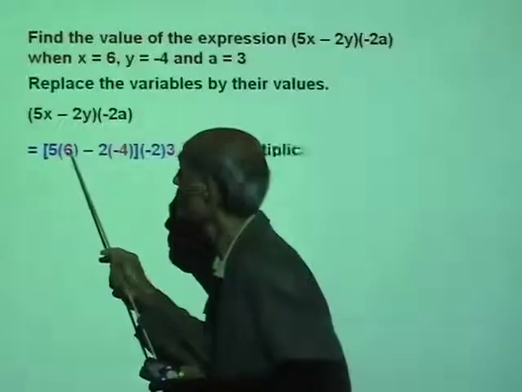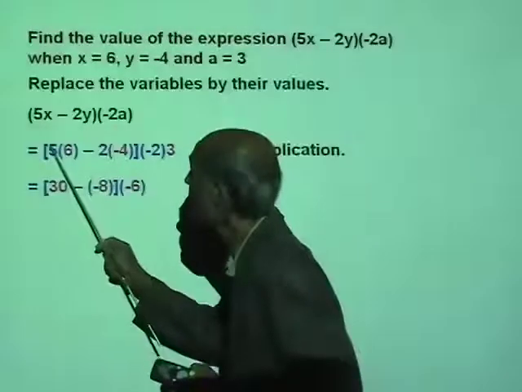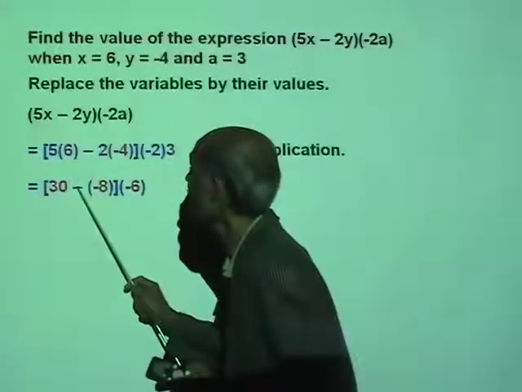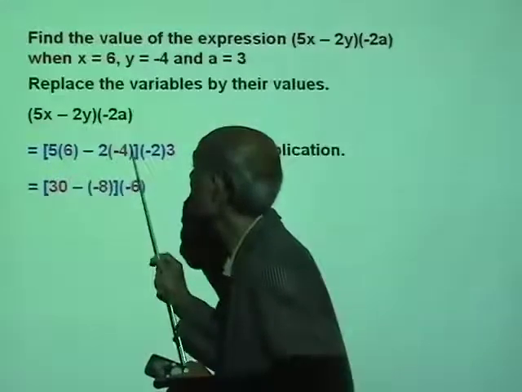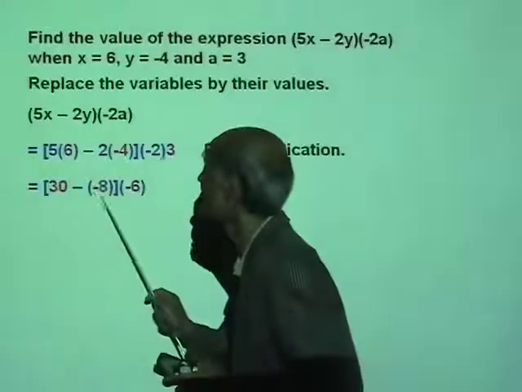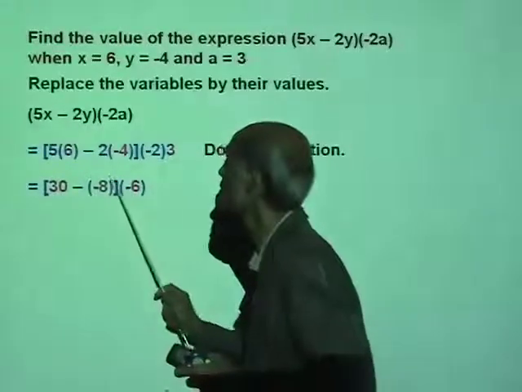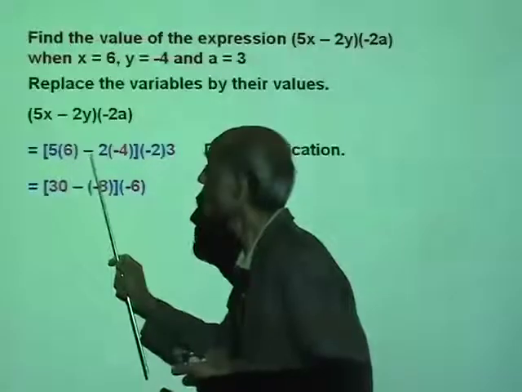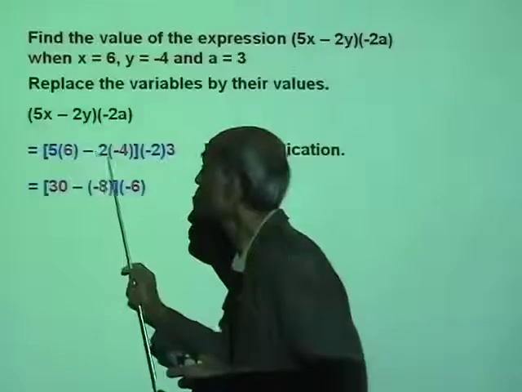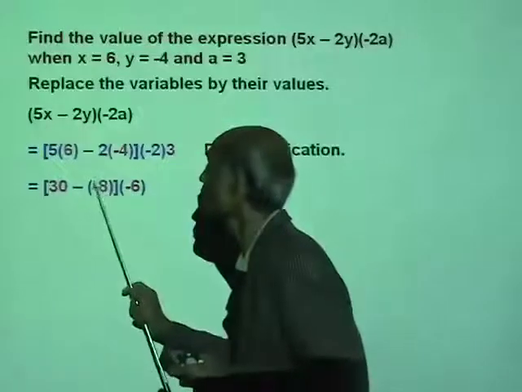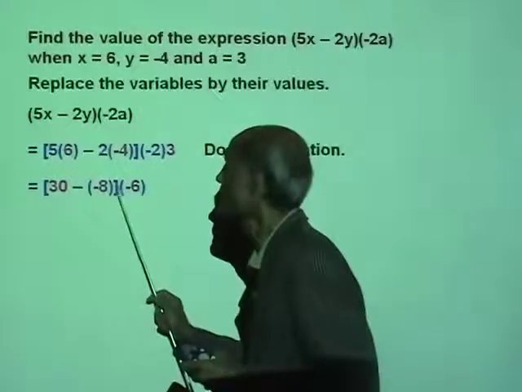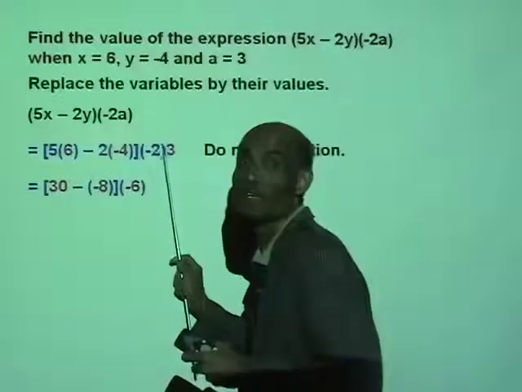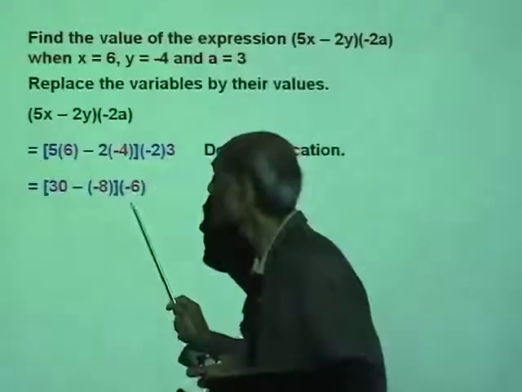Alright, let's now do these multiplications. 5 times 6 is 30. This minus sign, leave it as it is. 2 times negative 4 is negative 8. So inside that square bracket, you have 5 times 6 is 30 minus 2 times negative 4 is negative 8. Now, times, what is negative 2 times 3? Negative 2 times 3 is negative 6.